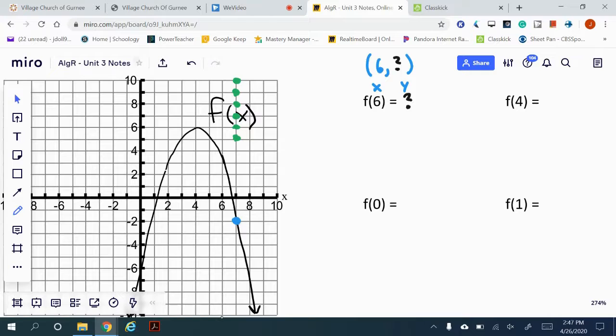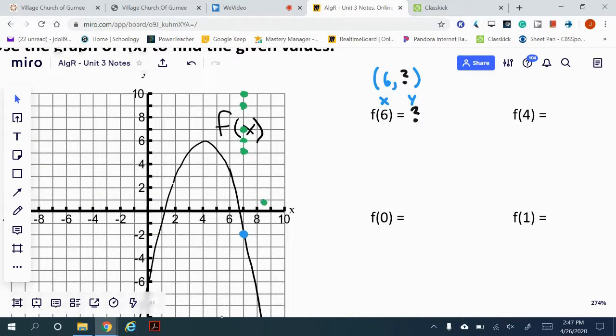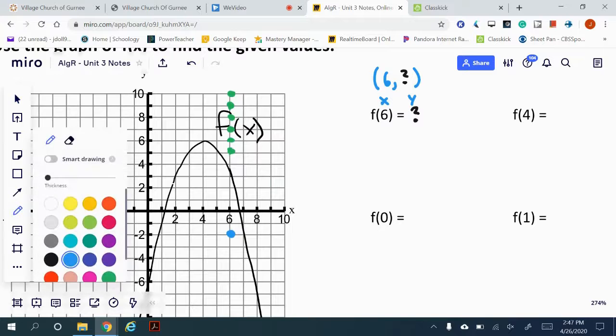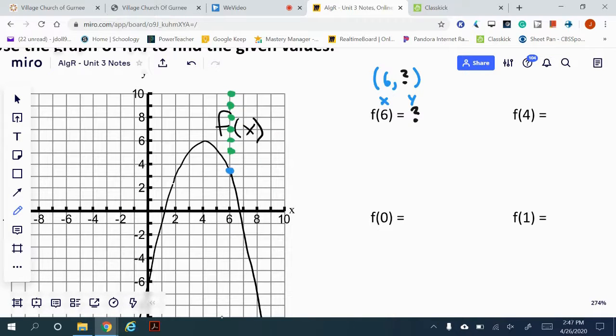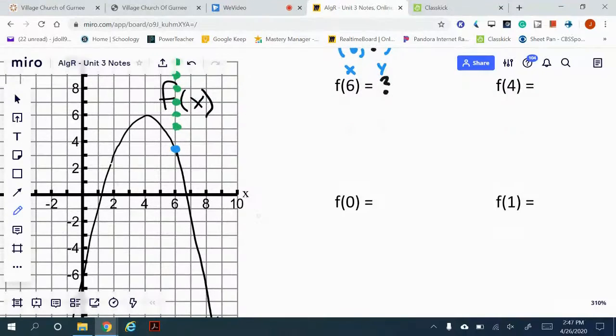Oops, I'm sorry, guys. I just realized all of my ordered pairs here are on 7, aren't they? Silly me. Hold on. Let's try this again. Let me just shift these all over. So now, I apologize, guys. All of those green points are on there, and we can see that the point is right about here. Now, notice that's not an exact value, but I can see I have 6, and we'll just call it 3.5.